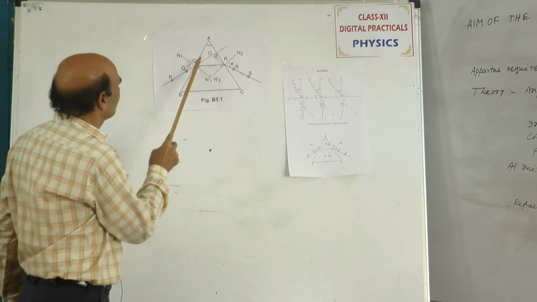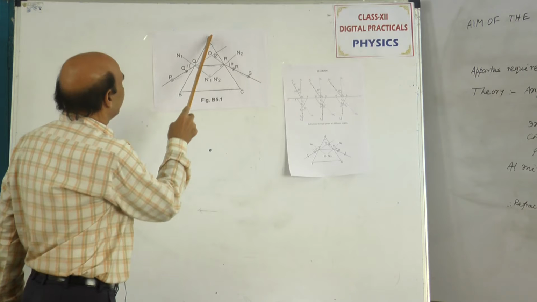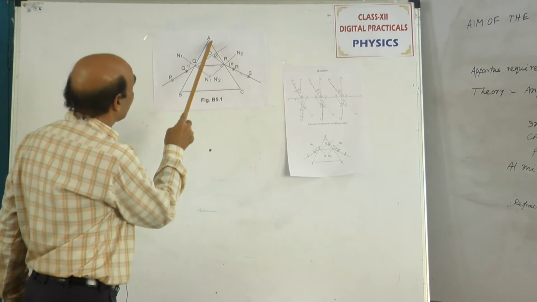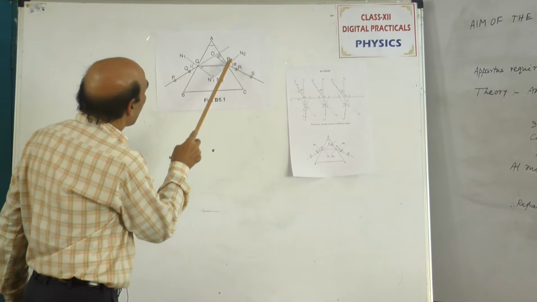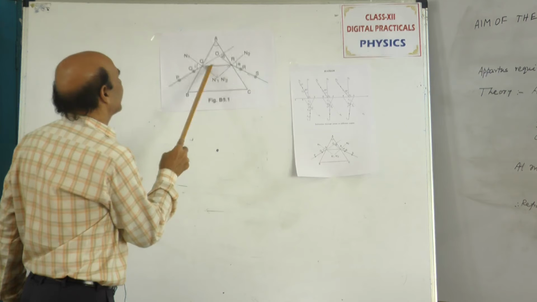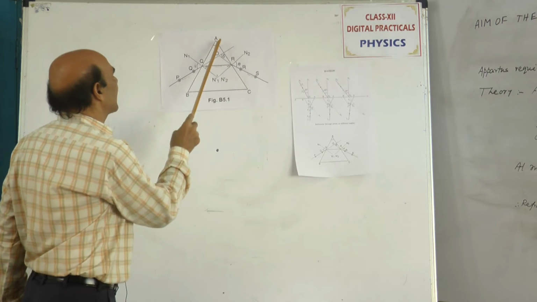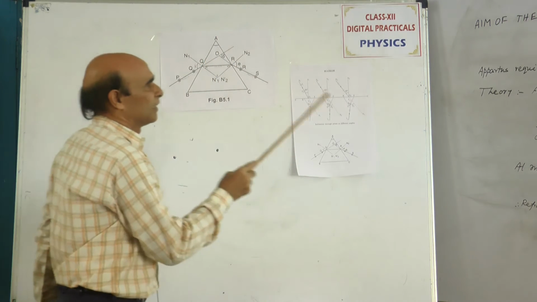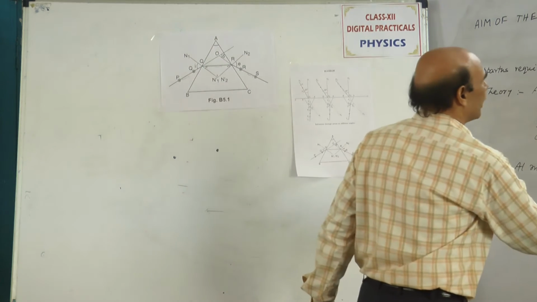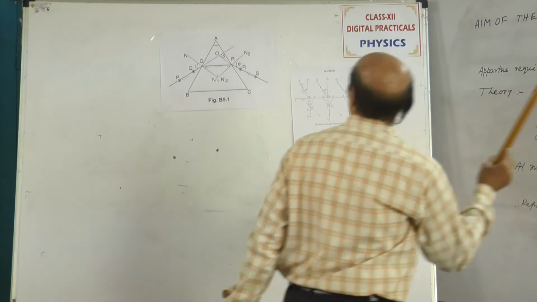Now, if you go to this quadrilateral AQMR, here this angle is 90 degrees, this angle is 90 degrees. Therefore, the adding of these two will be 180 degrees. That I have written here: angle QAR plus angle QNR is 180 degrees.